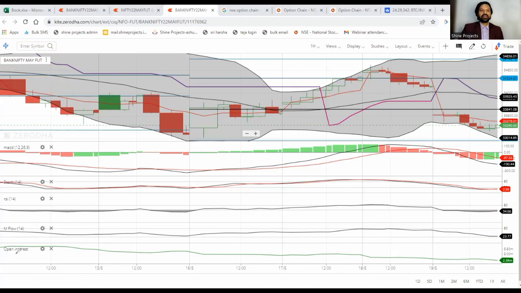Okay, and then we are also looking at the open interest. In the open interest, there's not too much of an uptick or downtick like in Nifty. Okay, you can look at the open interest as being flat in nature, so no conclusion can be made from the open interest.